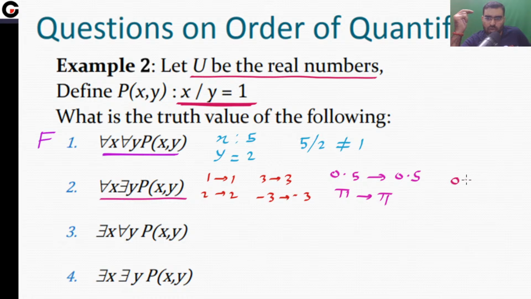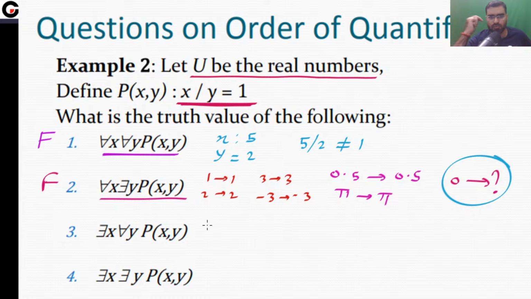But there is a problem. Who is there for 0? So this statement is false, because there is no one for 0.